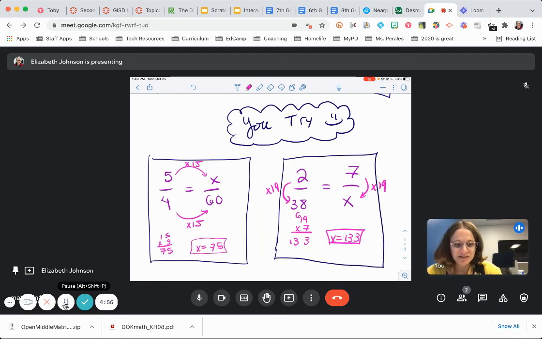So at this point, you get to try some practice problems, and then in a little bit, we'll talk about some other things you can do with proportional reasoning.